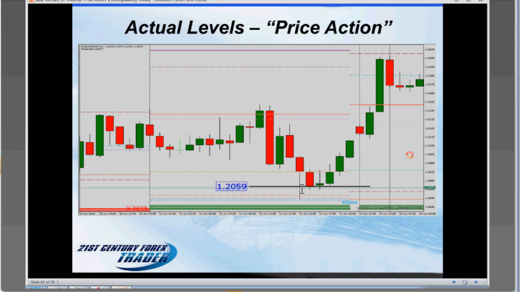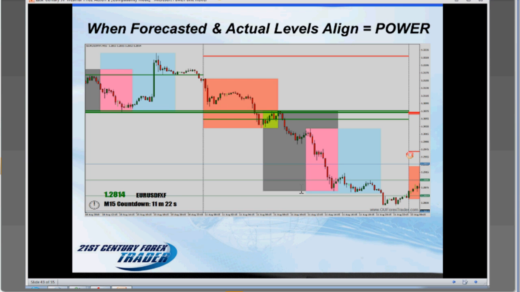Let's move to the next slide. Sorry about that. But when you have what's called clusters, I'm looking at this green line that you'll see here. When forecasted and actual levels align, like the 2 out of 3 channels or all 3 match up, that's power. As you can see, you've got a confluence of events right here where these green lines all matched up together. To the far left, it touched there, and then it goes up, then it comes back, and then it retests, and then it drops like a rock.